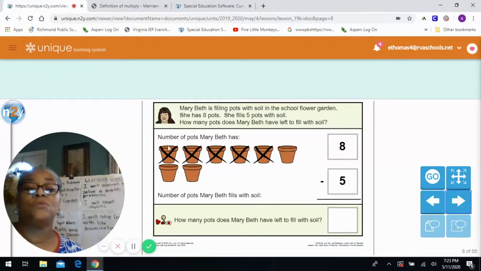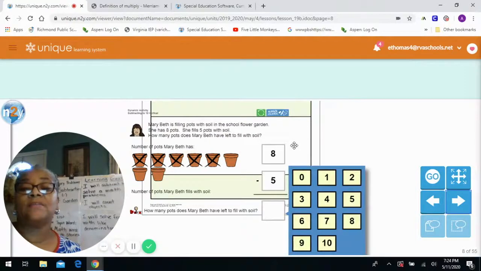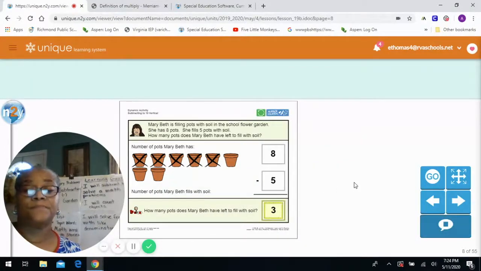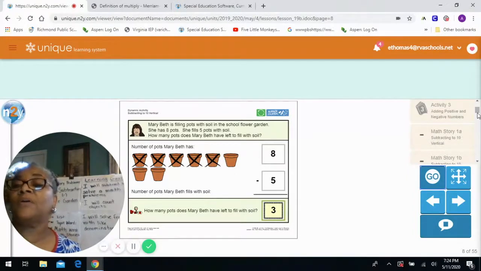So she has 8. All we're doing is doing one person. We don't have to compare. We don't have to cross out because we're only doing one person. So we crossed out 1, 2, 3, 4, 5. She had 8. So how many does she have left? 1, 2, and 3. So 8 minus 5 equals 3. So which number is 3? Point to the number 3. Yes. All right, good job.